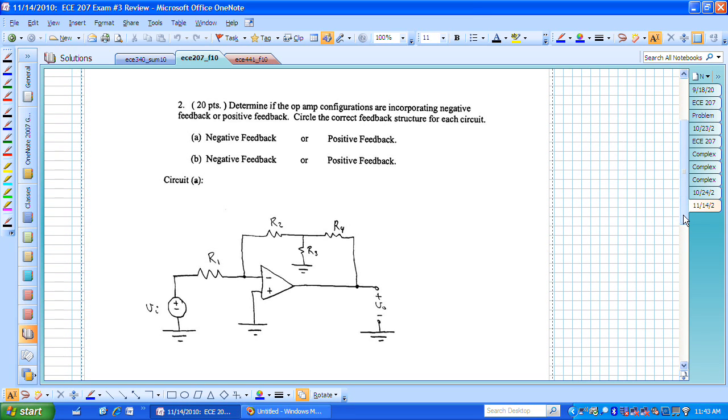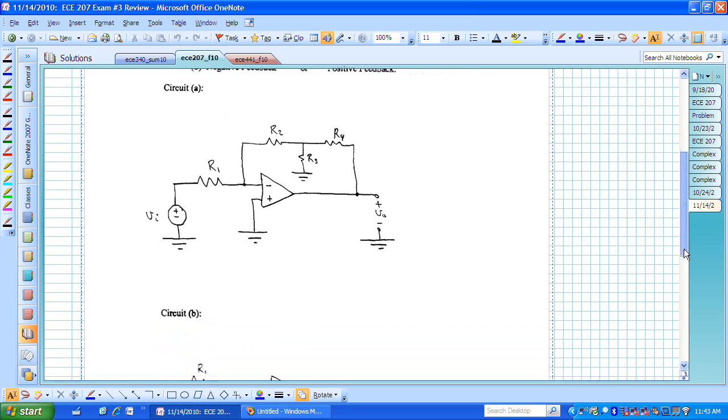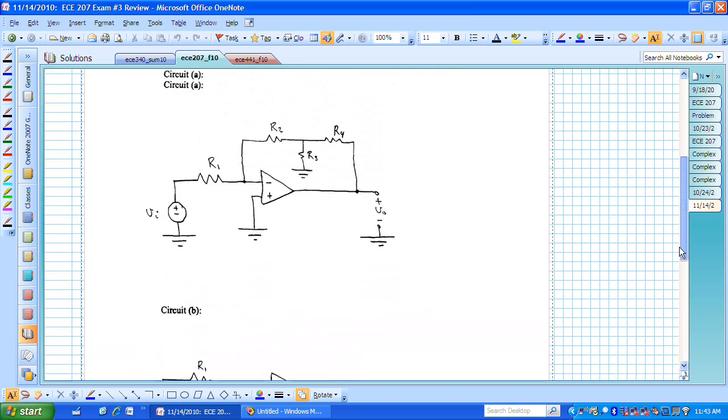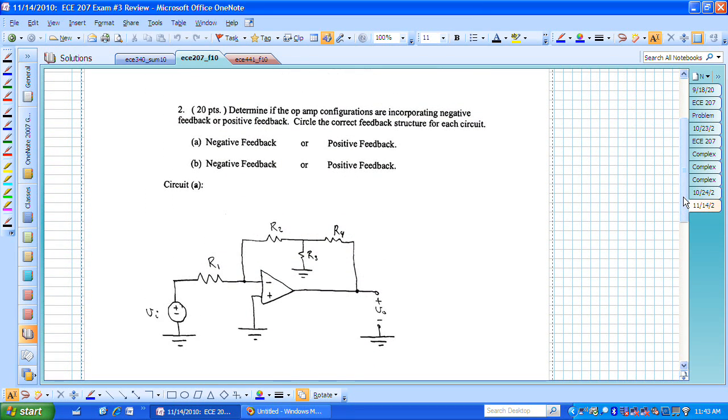We're looking at a previous exam number 3 problem, and it's problem number 2. We are actually wanting to determine, there's a couple of different op-amp circuits on this particular problem, and we want to look at each one and determine what condition those are operating in, whether they're using negative feedback or positive feedback.